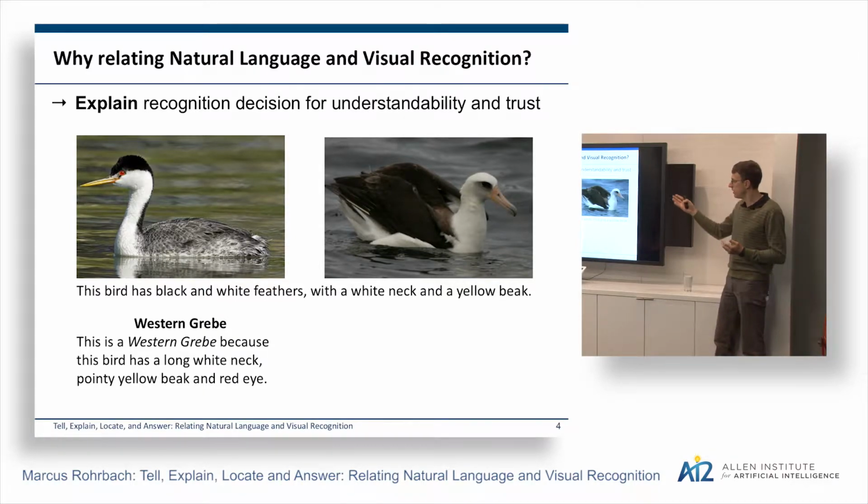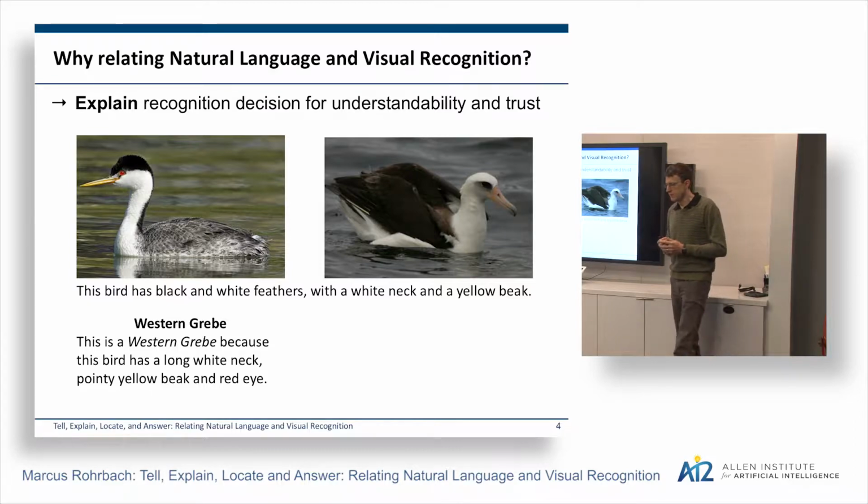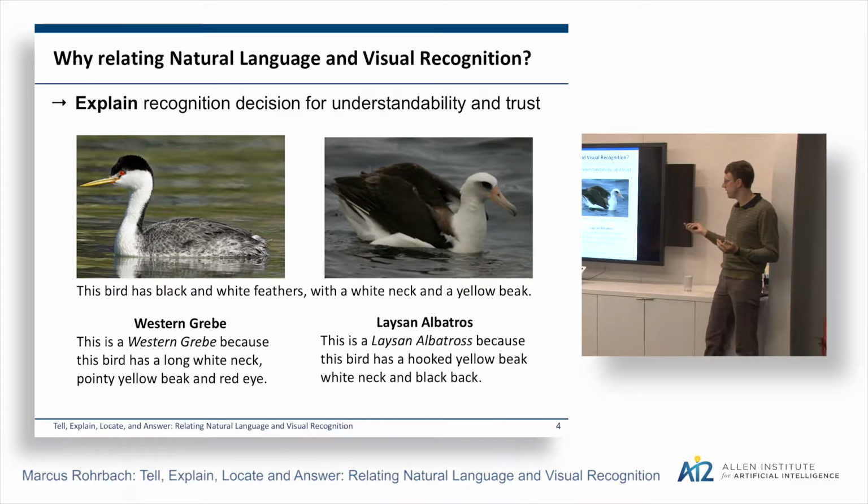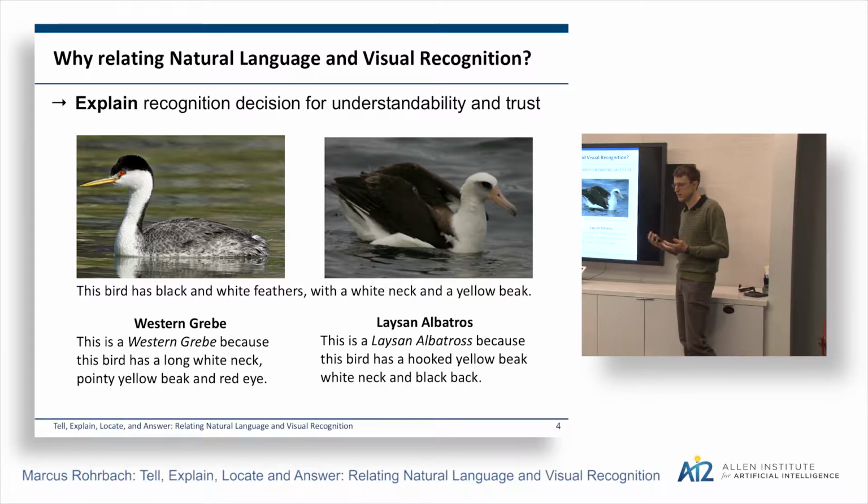For example, for the image on the left, this is a Western grebe because this bird has a long white neck, pointy yellow beak, and red eye. And of course, the explanation for the other bird, the Laysan albatross, would look very different. This is a Laysan albatross because this bird has a hooked yellow beak, white neck, and black back.